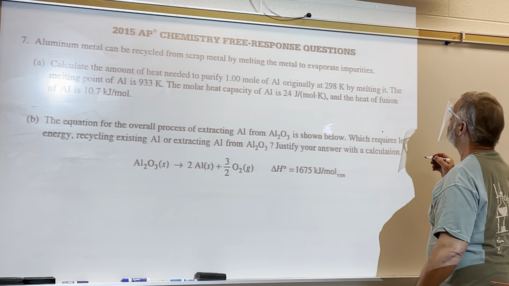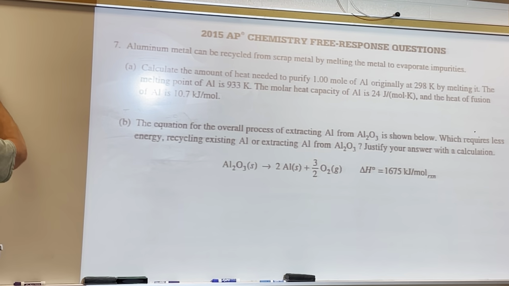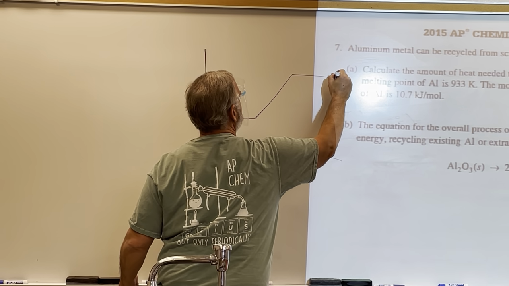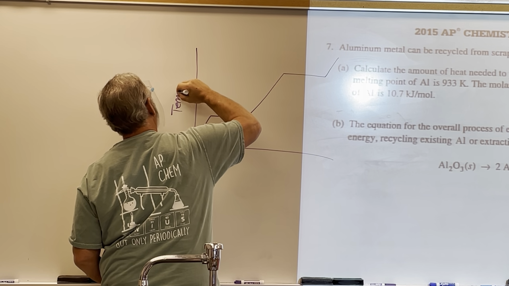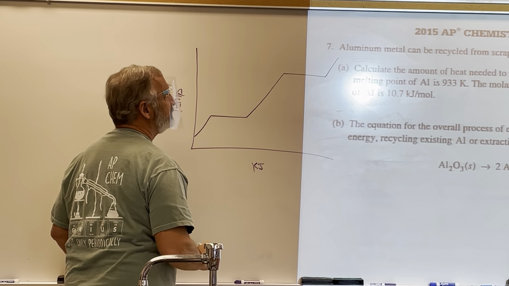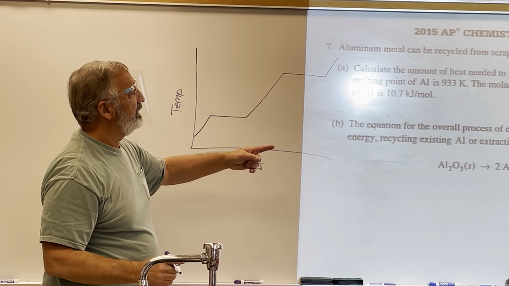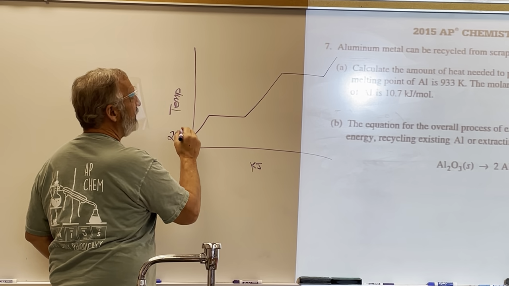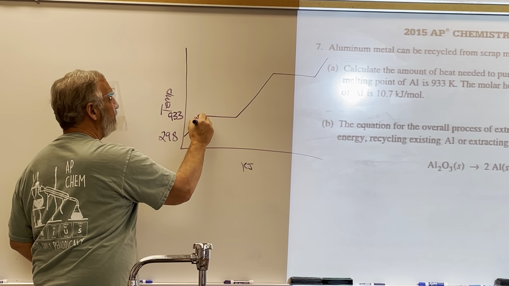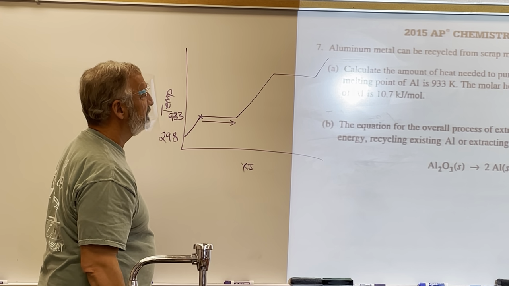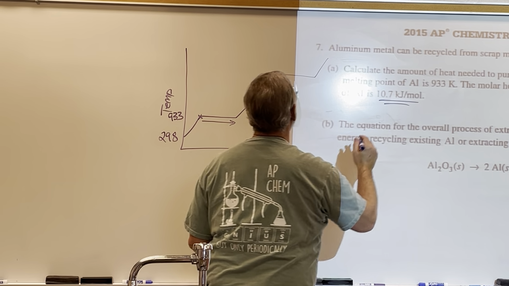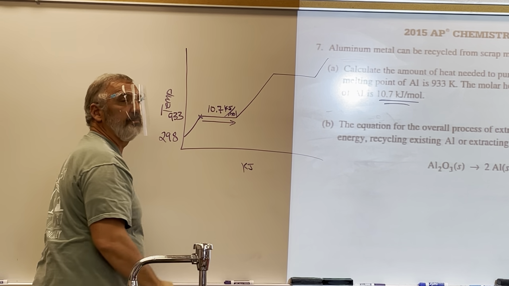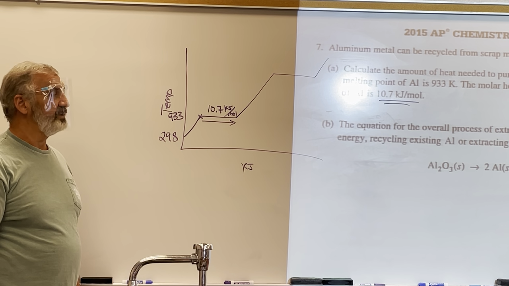So again, if we're looking at our heating curve, we take the solid, we have to melt it, then we bring it through a liquid, then we boil it, then it goes up again. This is temperature, and this is your kilojoules, your heat added. So if we want to melt the aluminum, it's at 298. We have to heat it up from 298 up to 933. But once it gets to 933, we still have to add in that heat of fusion. The heat of fusion of 10.7 kilojoules per mole is the amount it takes to go from solid to liquid. Will that always be given? Yes. Okay. So we have two Qs.